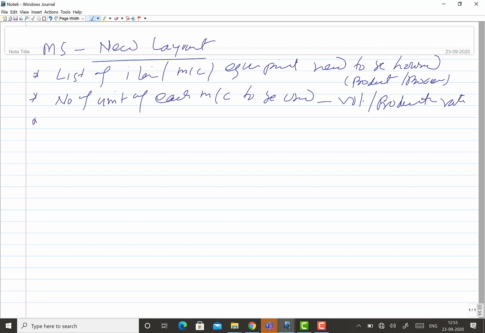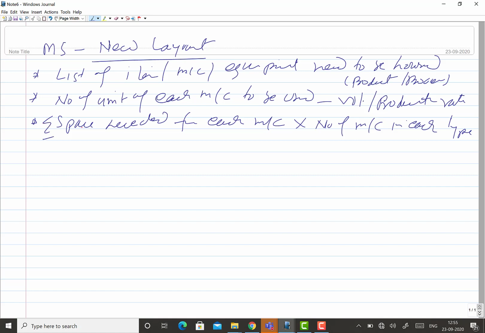Then the third is the space needed for each machine, into the number of machines in each category. Say 5 lathes, 5 milling machines, 5 drilling machines, like that. So space for each machine into the number of machines of each type that need to be accommodated, and this will be the algebraic sum of all these spaces that need to be identified.